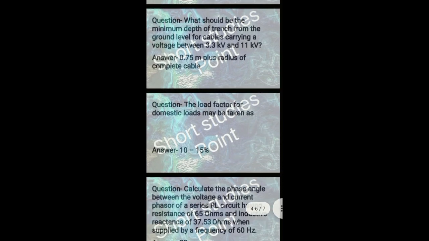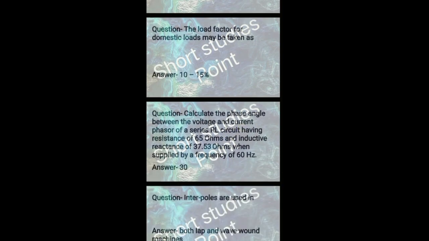Answer, 0.75 meter plus radius of complete cable. Next question, the total factor for domestic loads may be taken as? Answer, 10 to 15%. Next question, calculate the phase angle between the voltage and current phasor of a series RL circuit having resistance of 65 ohms and inductive reactance of 37.53 ohms when supplied by a frequency of 60 Hz. Answer, it is 30. Next question, interpoles are used in? Answer, both lap and wave wound machine.